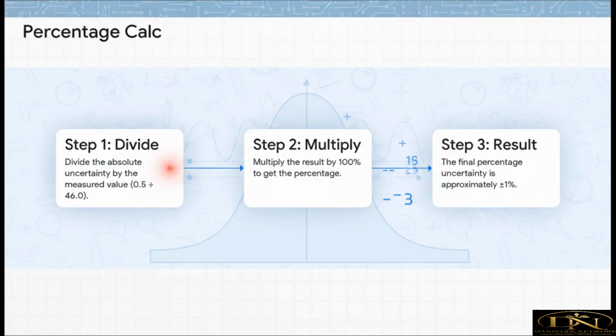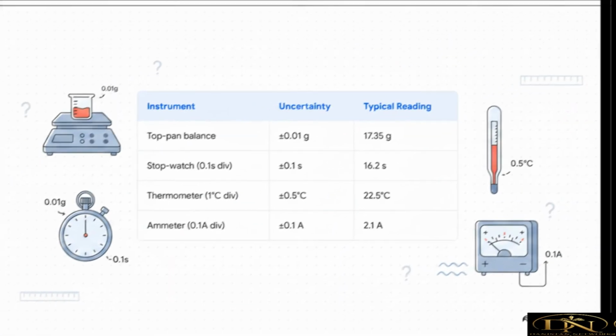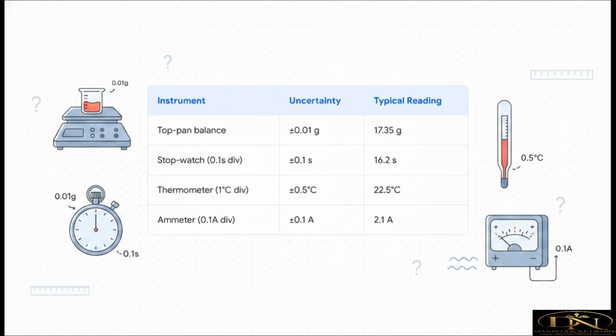And how do you calculate that percentage? Honestly, it's a piece of cake. You just take the absolute uncertainty, the small number, and divide it by the measured value, the big number. Then multiply that by 100%. Boom, you're done. It's just a ratio showing how big your doubt is compared to your measurement. This table is pretty handy. It shows you some typical uncertainties you'd expect to see for common gear in the lab.